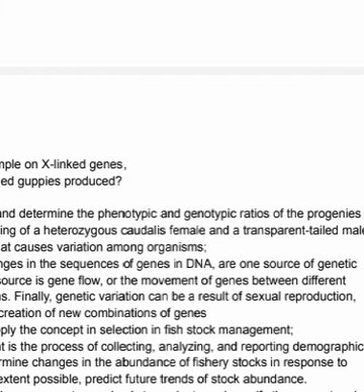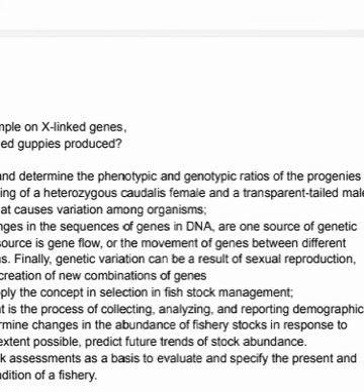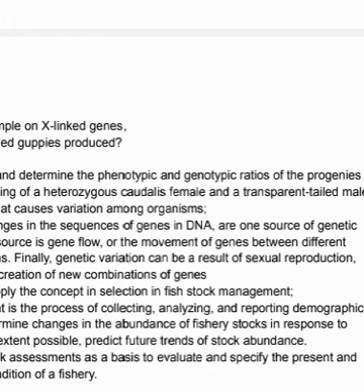Mutation, the changes in the sequence of genes in DNA, is one source of genetic variation. Another source is gene flow, or the movement of genes between different groups or organisms. Finally, genetic variation can be the result of sexual reproduction.